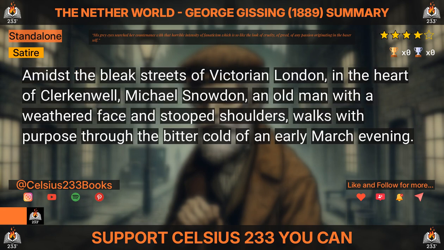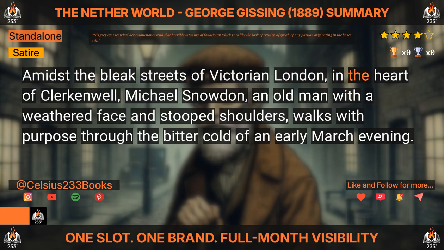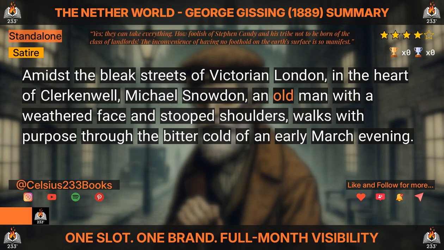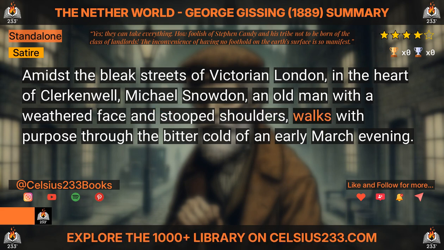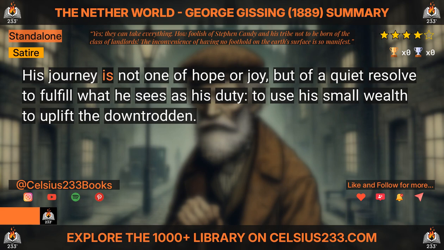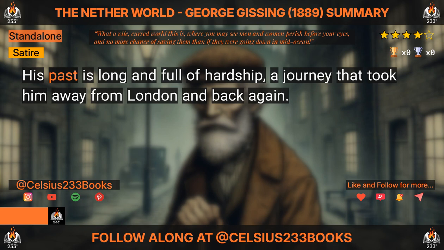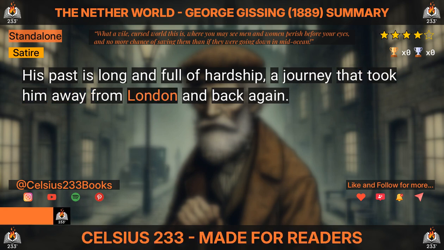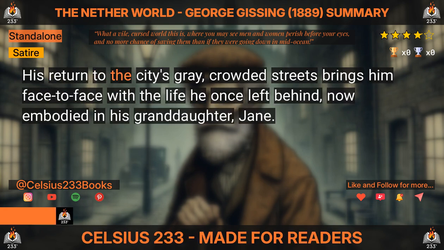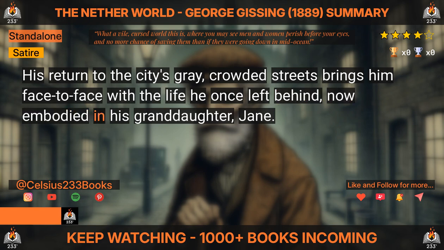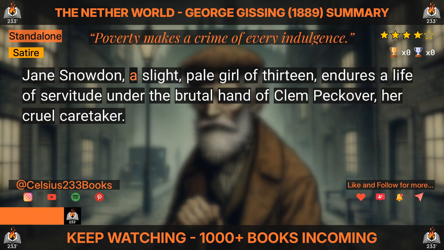Plot summary. Amidst the bleak streets of Victorian London, in the heart of Clerkenwell, Michael Snowdon, an old man with a weathered face and stooped shoulders, walks with purpose through the bitter cold of an early March evening. His journey is not one of hope or joy, but of a quiet resolve to fulfill what he sees as his duty, to use his small wealth to uplift the downtrodden. His past is long and full of hardship, a journey that took him away from London and back again. His return to the city's gray, crowded streets brings him face to face with the life he once left behind, now embodied in his granddaughter, Jane.